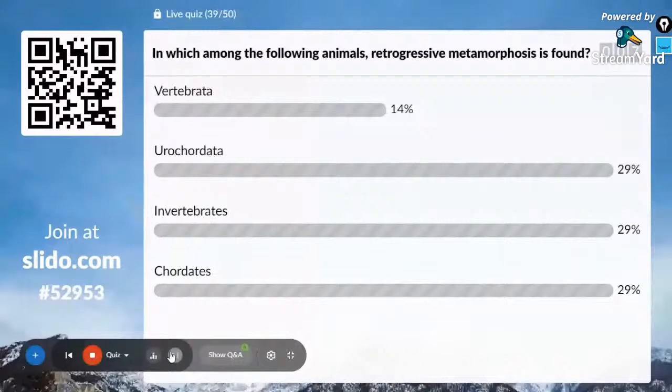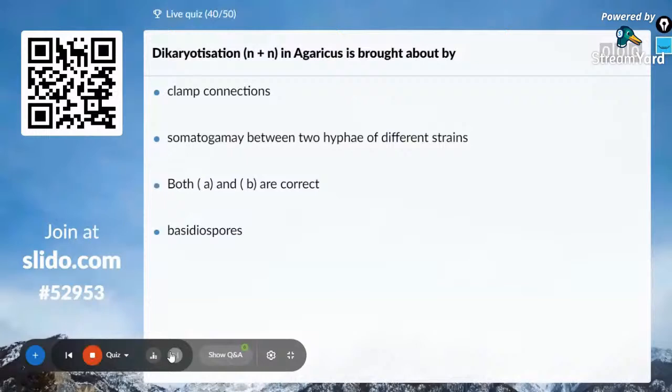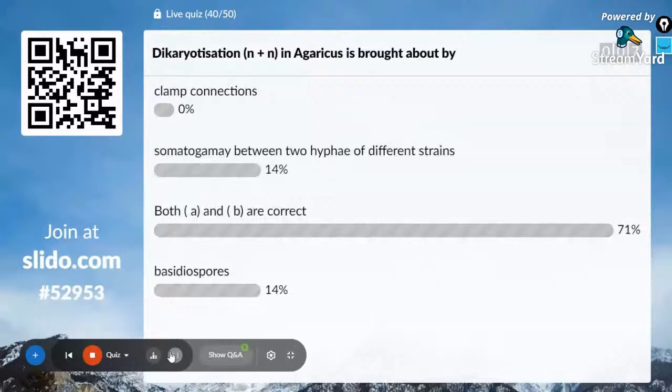Dikaryotization, N plus N, dikaryon formation in Agaricus is brought about by... Yes, guys, the answer is both A and B. Dikaryon phase in Agaricus is brought about by both A and B, that is clamp connection and somatogamy between two hyphae of different strains. 10 more questions remaining. Next one, again AIIMS paper.